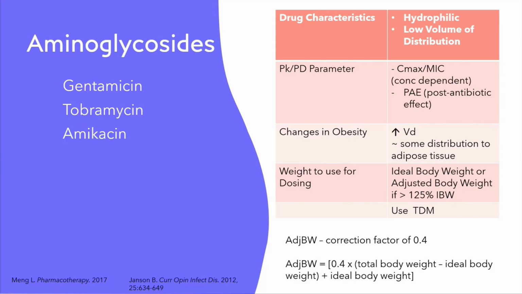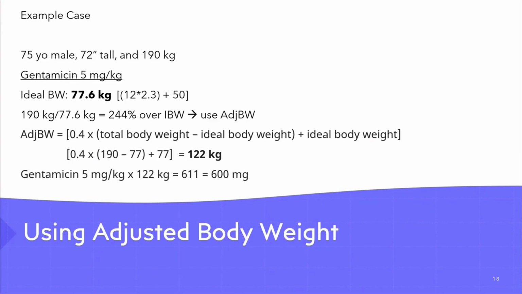And if you've never calculated an adjusted body weight before, I did put the equation down there for you, and I'm going to run through an example of what that would look like to use on a patient. So this is an example case. Just imagine having a 75-year-old male, 72 inches tall, and weighs 190 kilos. And you would like to give this patient gentamicin, 5 mg per kilo.